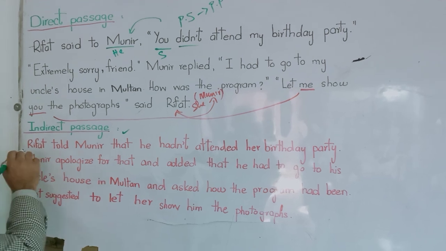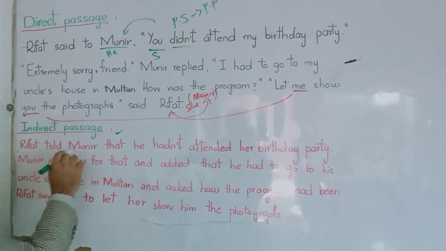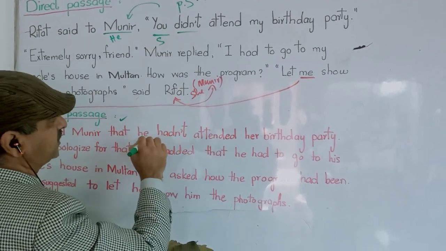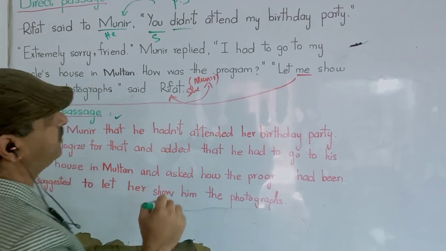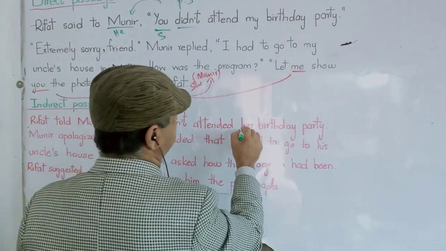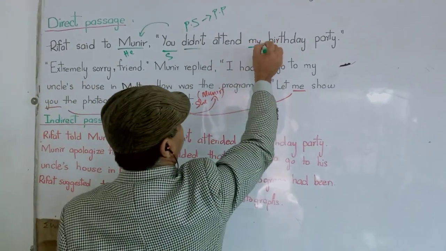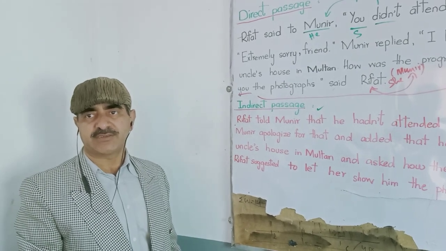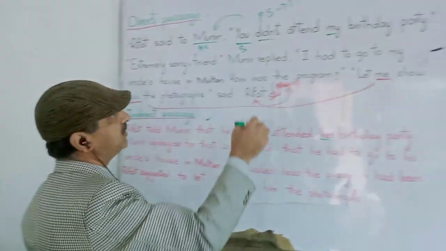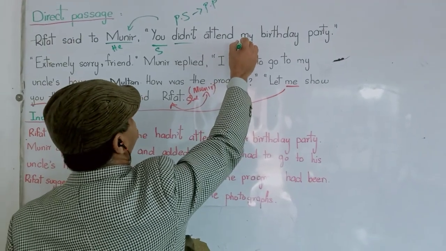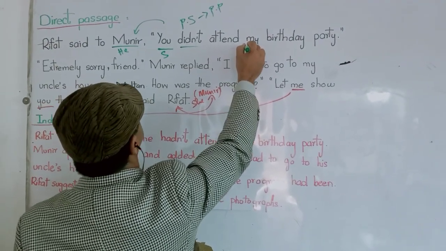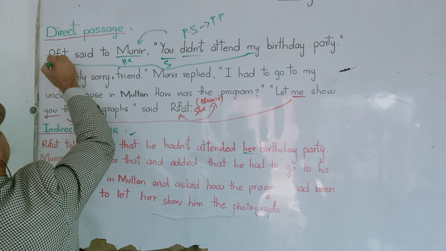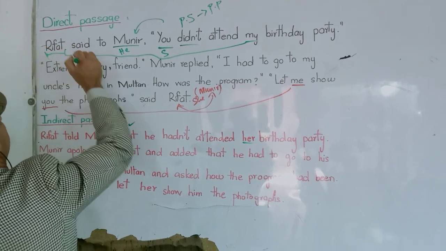So that's the reason we'll write like this: Rifat told Munir that he. Past simple will be changed into past perfect, that he hadn't attended... "my": which person pronoun is it? First person. Which case? Possessive case. So it will be changed according to the subject of reporting speech, that is Rifat.